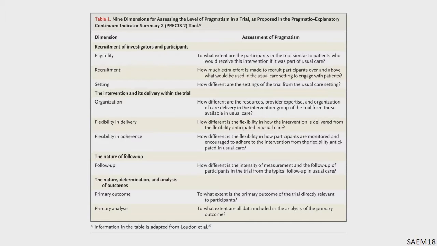This is a table from a review article from the New England Journal that I think nicely, it's a little bit detailed, but nicely outlines the aspects of those domains. And it's related to the recruitment of investigators and participants in the study: eligibility, recruitment, and setting. The way to conceptualize this is to understand how different these specific domains are from usual care. The more different they are from usual care, the less pragmatic the study would be. And so the goal in a pragmatic clinical trial is to try and approximate usual care as much as possible.